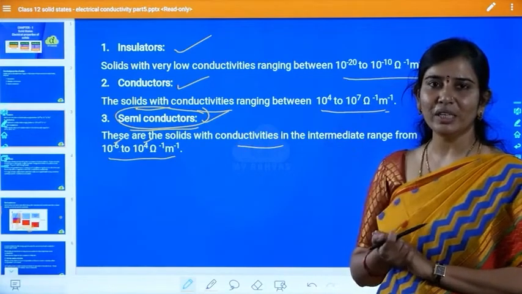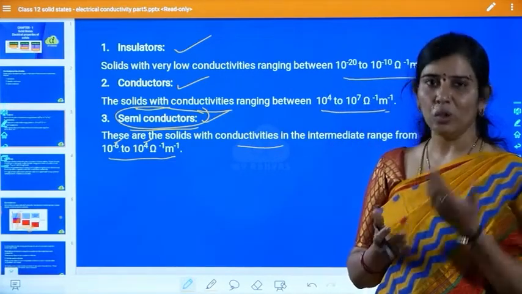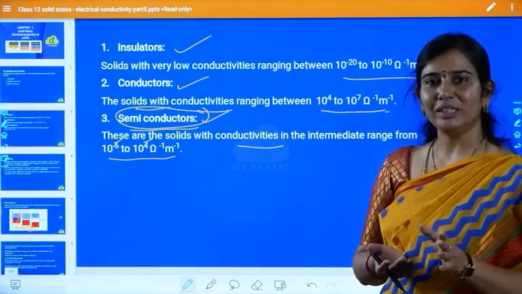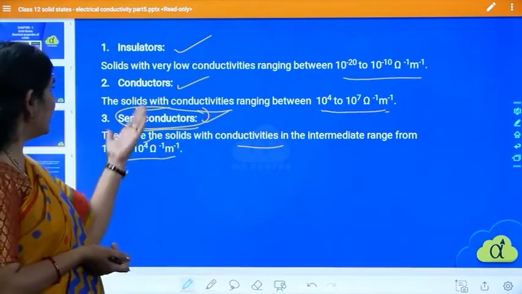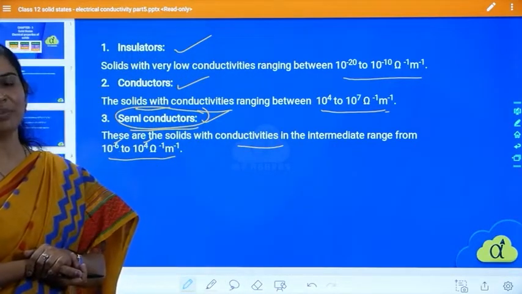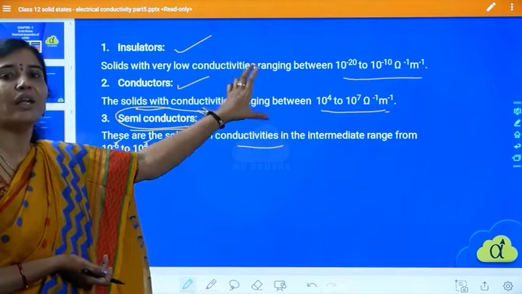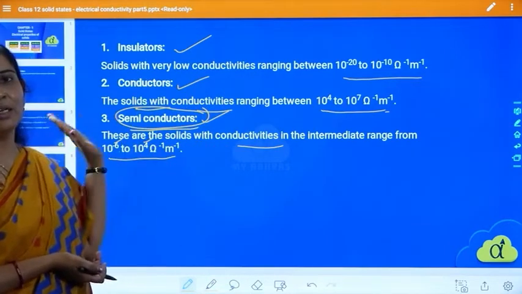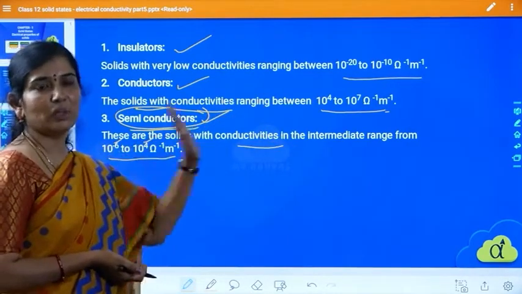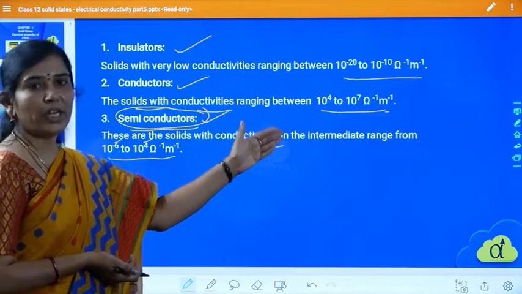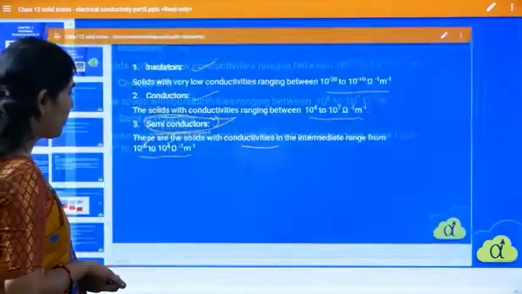So with this, based on the conductivity values that we observe in solids, we can classify solids into three types. One is insulator, the second is conductor, and the third is semiconductor. In detail, I am going to discuss. Here only based on the conductivity range value, I have classified solids like this. Please don't get confused. You have to remember the conductivity value range in insulators, conductors and semiconductors.